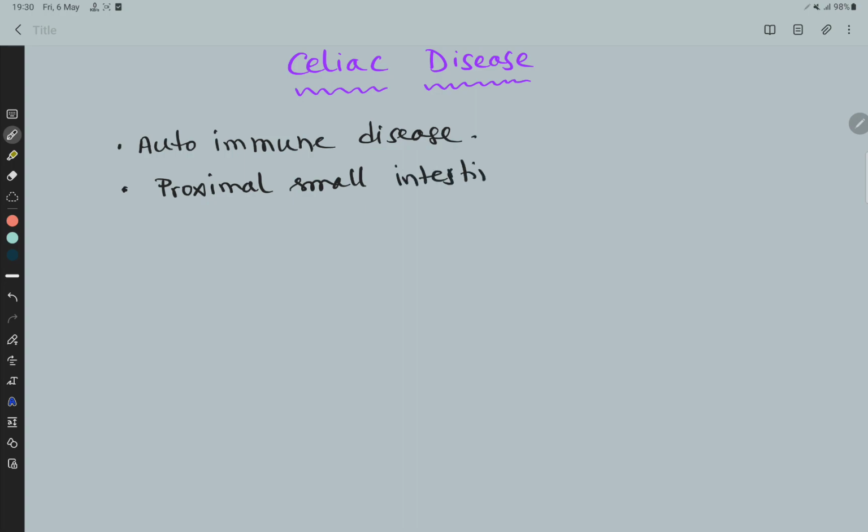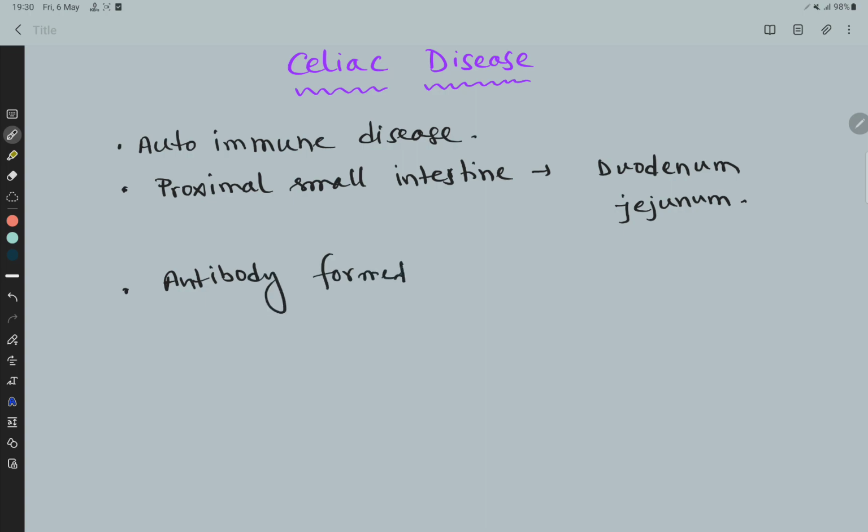Duodenum and jejunum are involved. Okay, so it is an autoimmune disease. The antibody is formed against gluten in the diet.